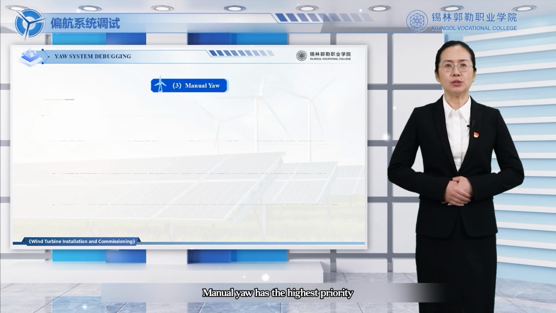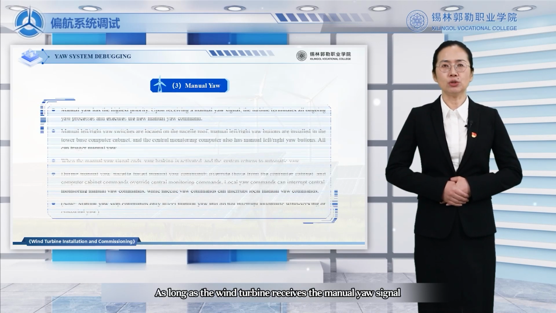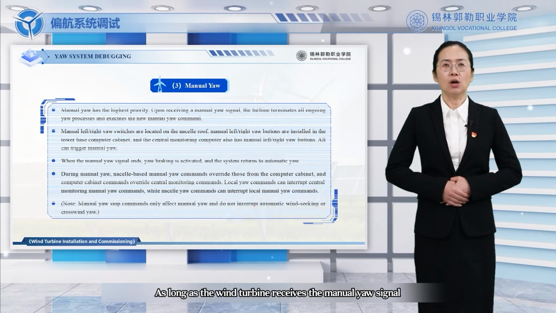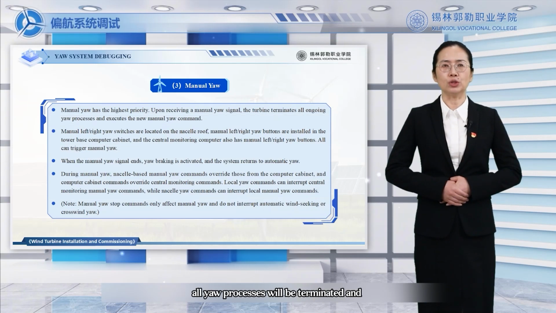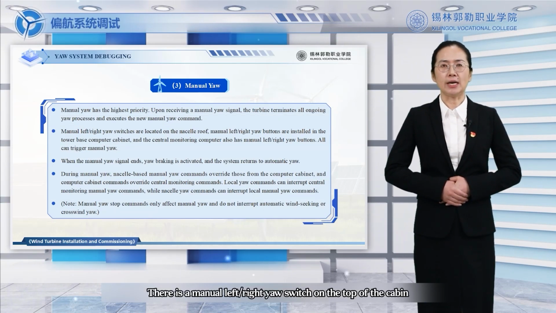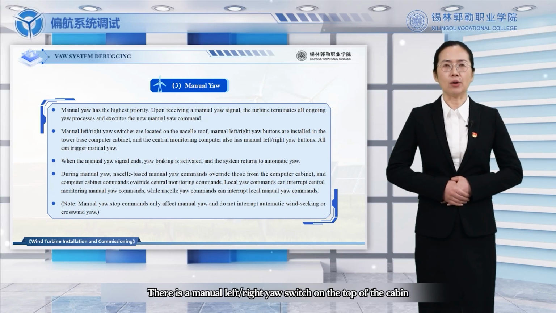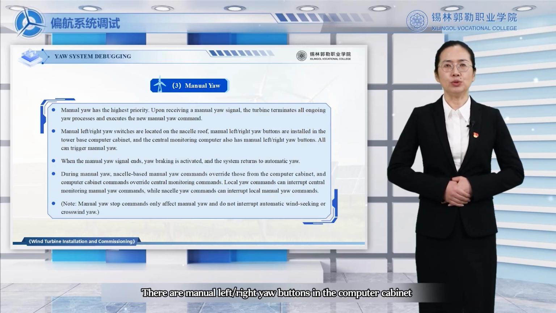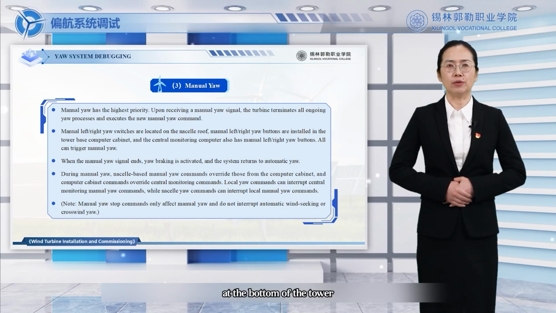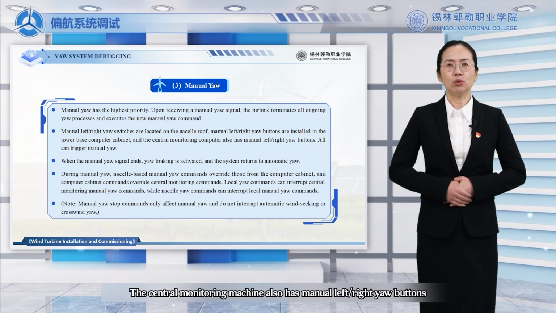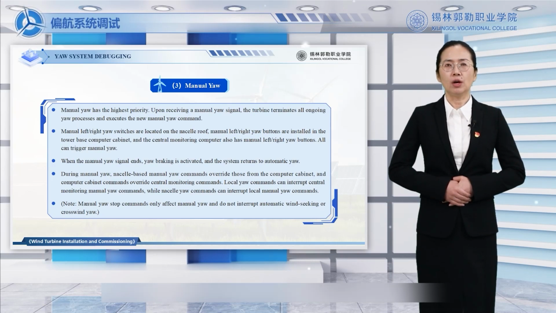Manual yaw has the highest priority. As long as the wind turbine receives the manual yaw signal, all yaw processes will be terminated and the new manual yaw command will be executed. There is a manual left/right yaw switch on the top of the cabin. There are manual left/right yaw buttons in the computer cabinet at the bottom of the tower. The central monitoring machine also has manual left/right yaw buttons, all of which can perform manual yaw.